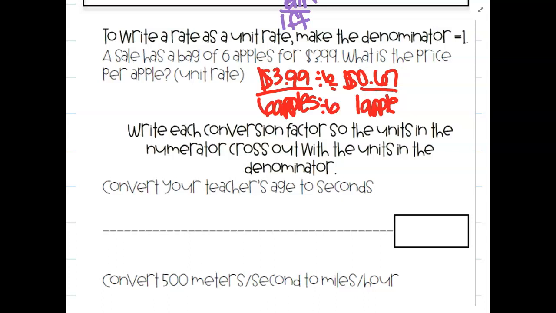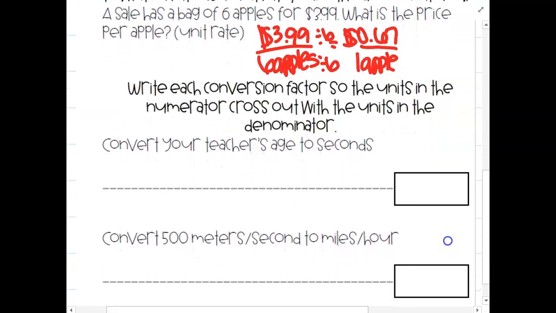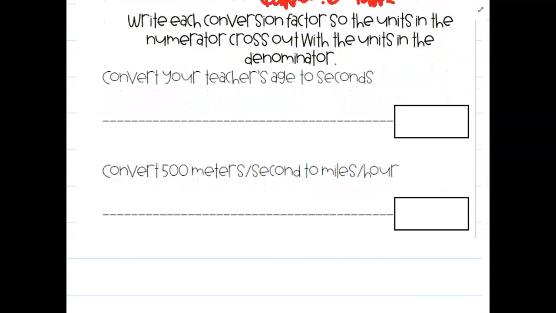Okay. So that's one of the things we're going to do today. Okay, the other thing, and this is something that maybe you've done in science before. This is my favorite thing to do. I love doing this. This is converting things. So the first thing we're going to do is convert your teacher's age to seconds. My age to seconds.